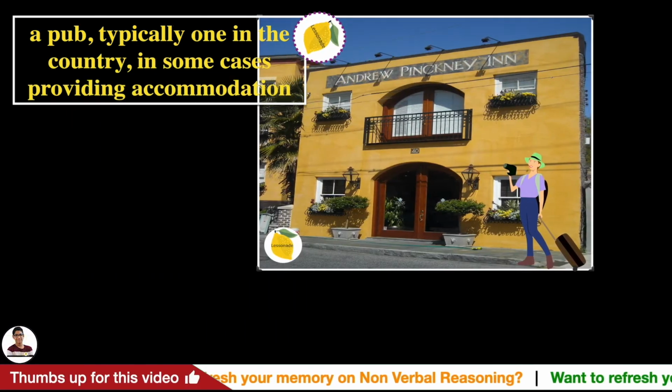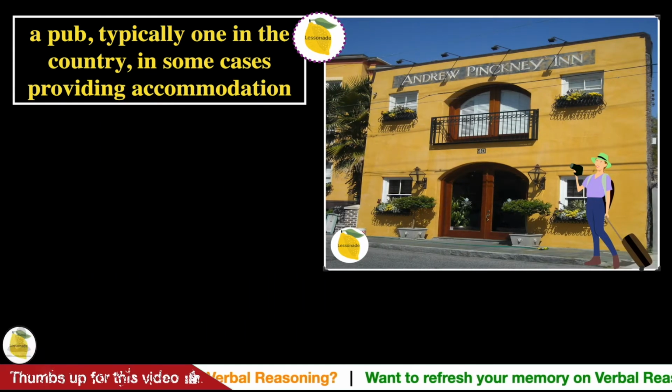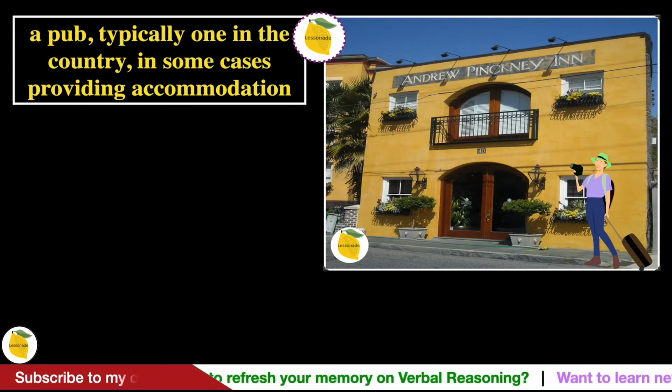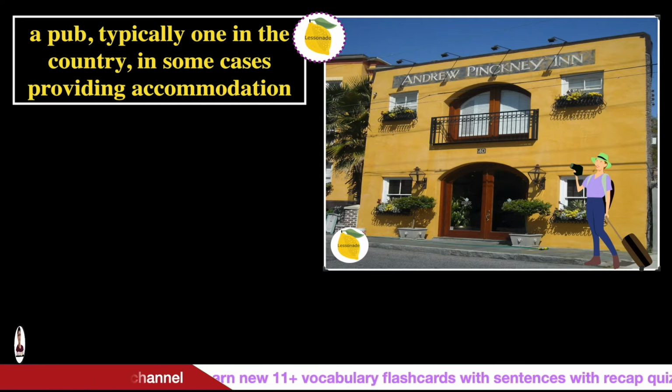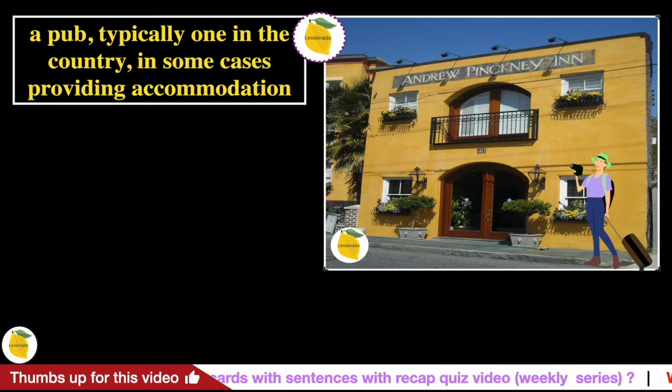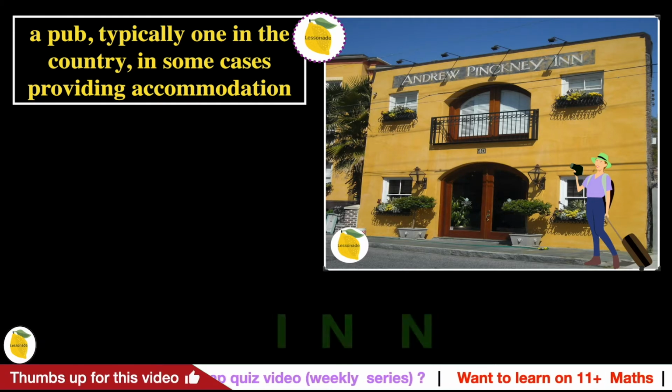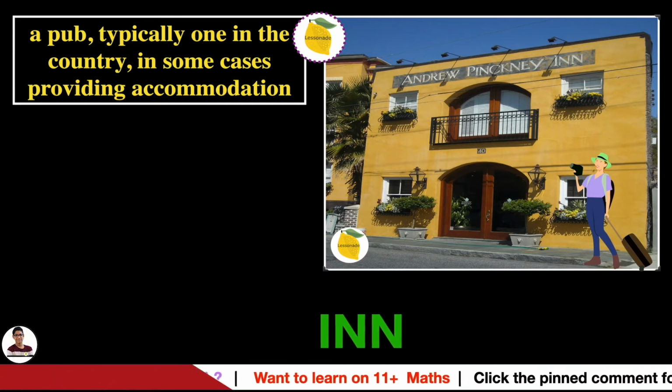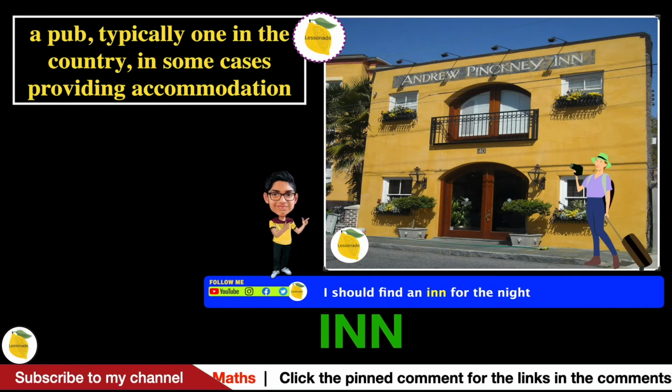The next one is a pub, typically one in the country, in some cases providing accommodation. In this picture, you can see a pub that provides accommodation, and therefore the word will be inn. And the sentence for this word is I should find an inn for the night.